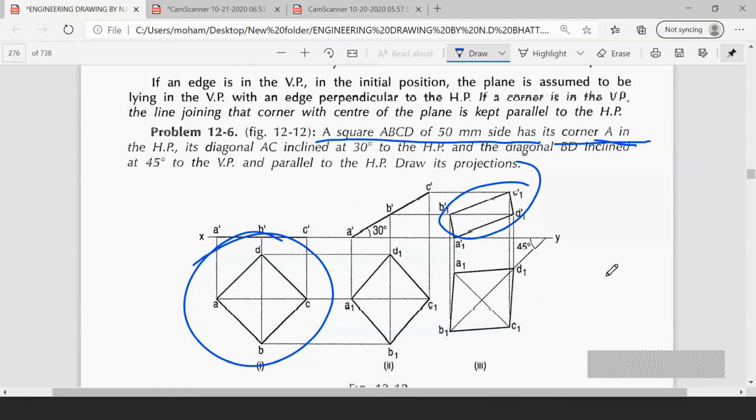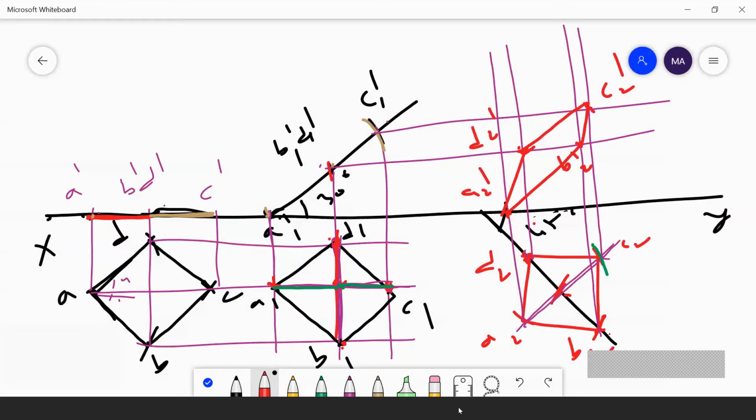The final diagram should be dark. The final diagram which I have drawn with a red pen, that should be dark. And the remaining diagram should be a little bit dark. And all the projection lines should be very light. And the reference line should be dark. Okay?